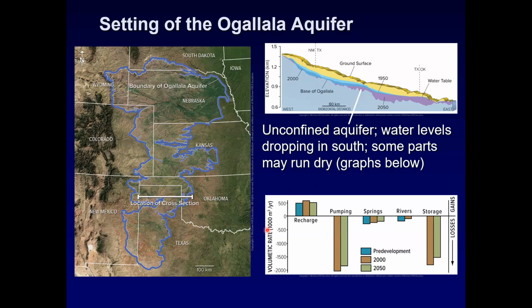This is a volumetric chart. We're seeing pre-development, like before people started using this in a huge amount, the year 2000, and projected for 2050. The idea here is that pumping has gone up. Maybe it'll go down a little bit by 2050. All right. Springs and rivers aren't recharging like they used to. And we're losing water in this aquifer more so over time. Not seeing a whole lot of gains here.